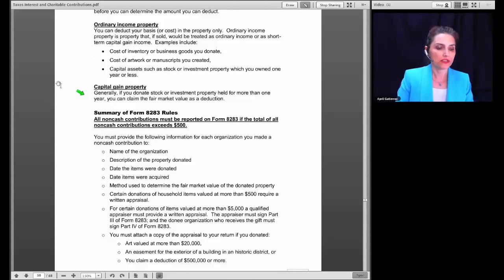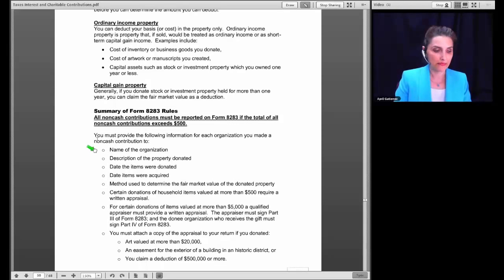Capital gain property has different rules. Generally, if you donate stock or investment property held for more than 1 year, you can claim the fair market value as a donation, and you can claim that fair market value even if it's more than what you paid.